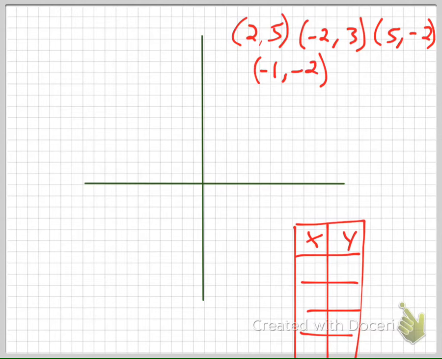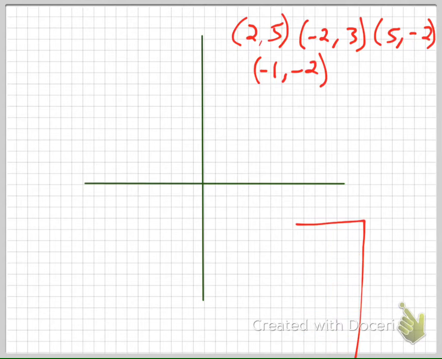X and y, and then what is the first point? 2, 5, -2, 3, 5, -2, and -1, -2. That's another way of writing this, right? In a table, you've done that. So I'm going to have you do it. I want you to do all of them right now. Make a table, show me it on a graph, and do a mapping right now. All right, here we go.